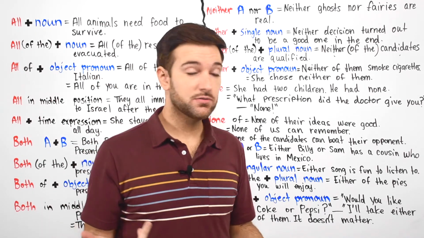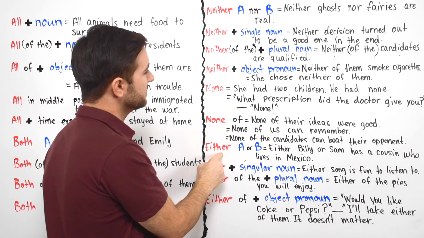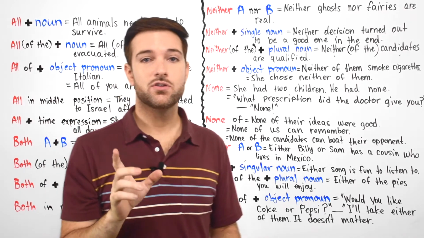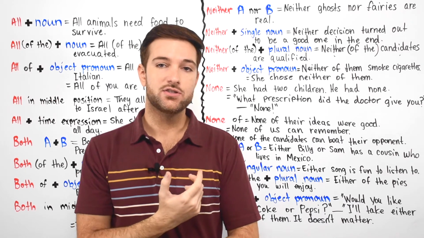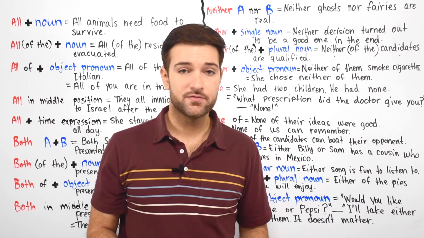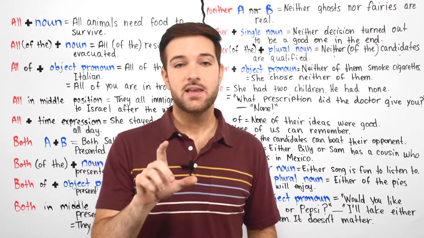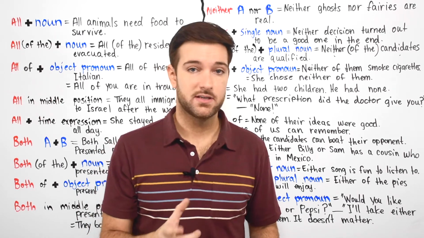We have two more to go. None, and then we have either. Remember, either sounds like neither. Neither, either. The word that we're going to look at now is none, which is used for more than two people or things, and it's used in an affirmative sentence and gives a negative meaning. It can also take a singular or a plural verb depending on the sentence.